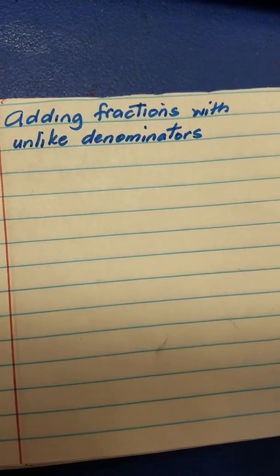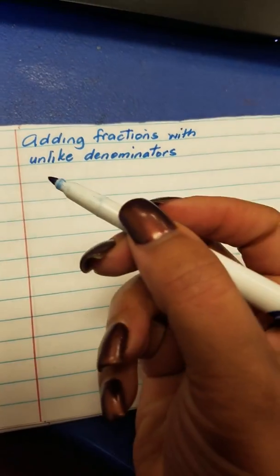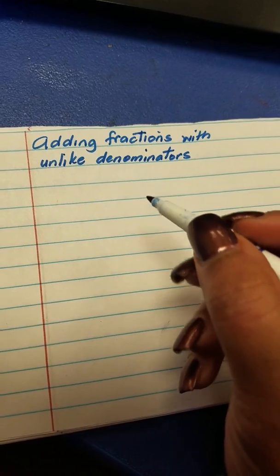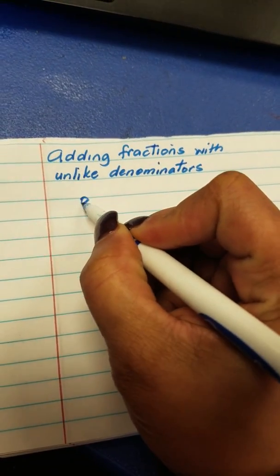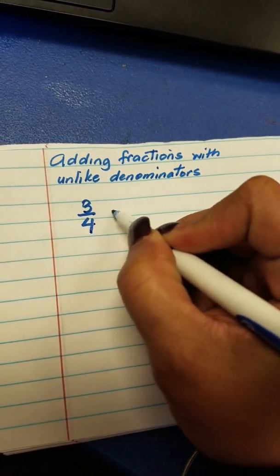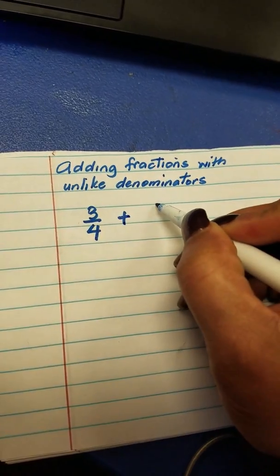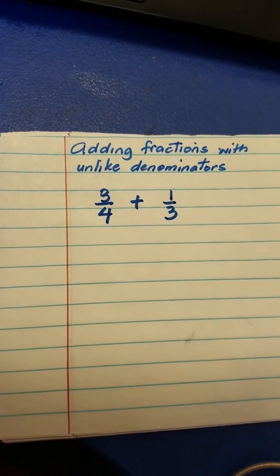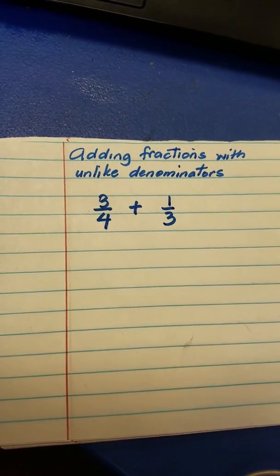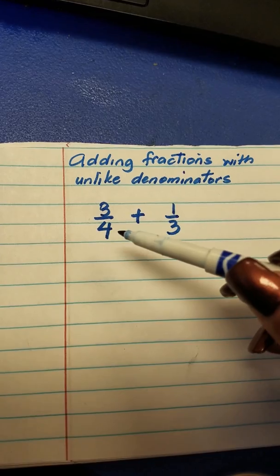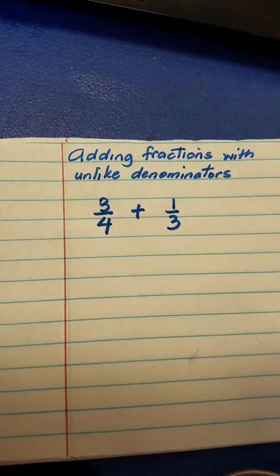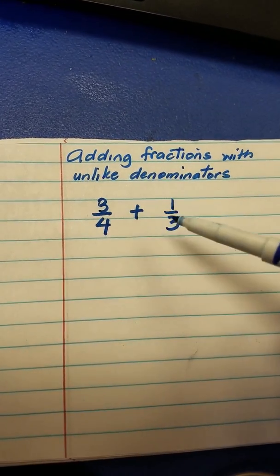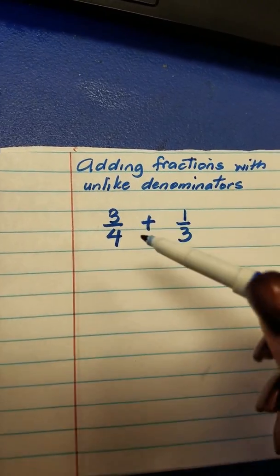So welcome back. Today's lesson, we're going to try to work on adding fractions with unlike denominators. The first problem we're going to work will be 3/4 plus 1/3. Now, how we're going to work this is a little bit different from how it normally is worked out. Always remember that once our denominators are alike, all we have to worry about will be what to do with the numerators.